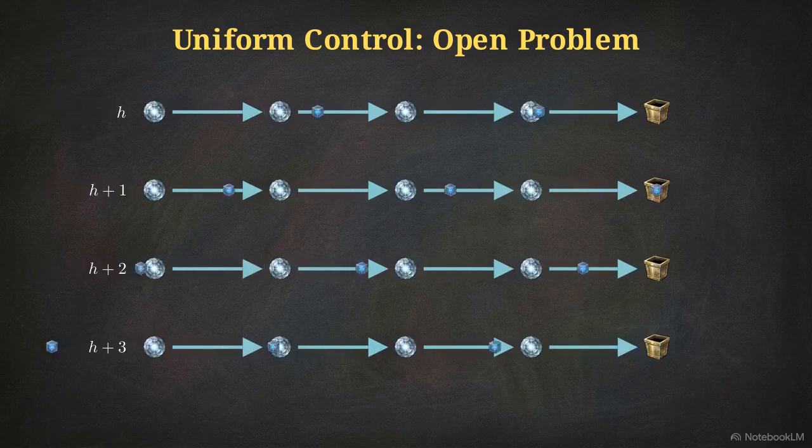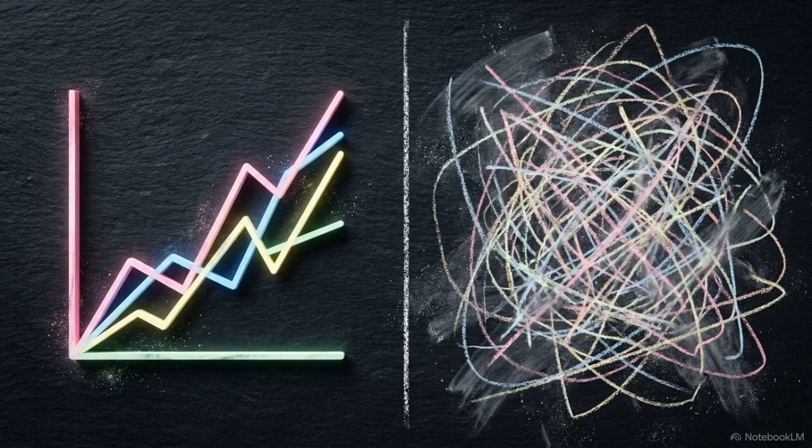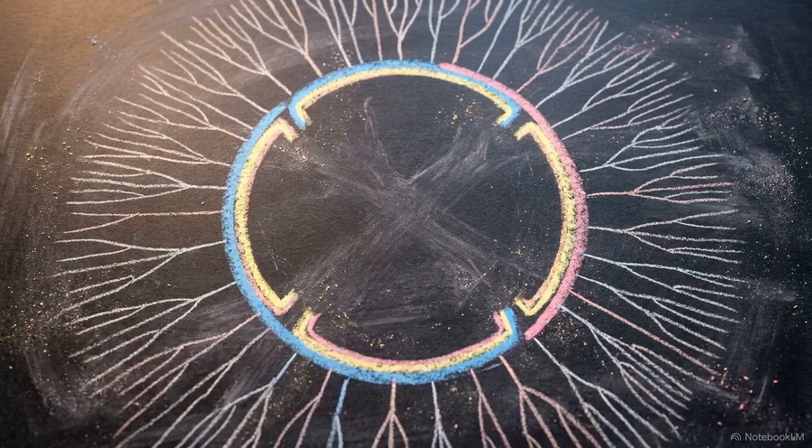When we try to look at all possible lengths simultaneously, the volume of data grows rapidly. We end up with a massive union of all primitive sequences across every possible length. While we have total control over a single branch, we lack a framework to describe the behavior of this combined global set. The next challenge is finding a way to establish uniform control over all branches at once.